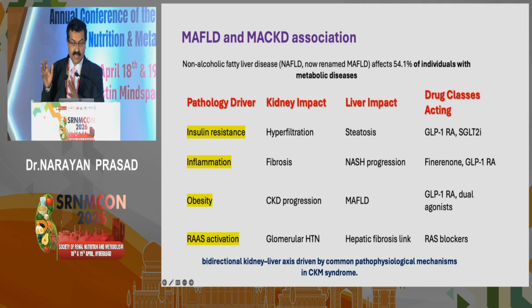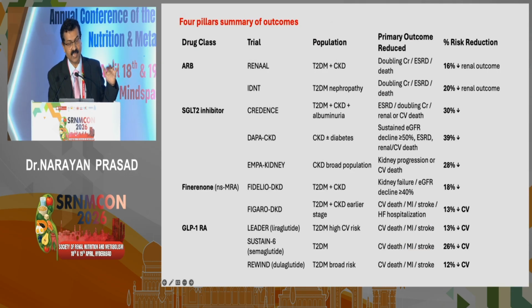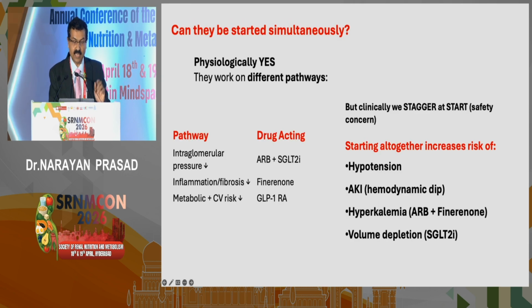The same kinds of drugs, taking care of insulin resistance, inflammation, obesity and RAS activation, can have an impact on both the kidney and the liver. So, you are taking care of both liver injury and kidney injury. Different studies have shown the benefits of these drugs are enormous in controlling this MAFLD or MACKD. So, can they be started simultaneously?